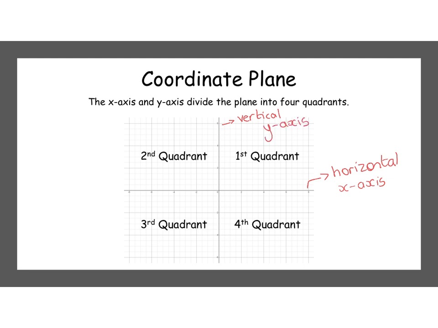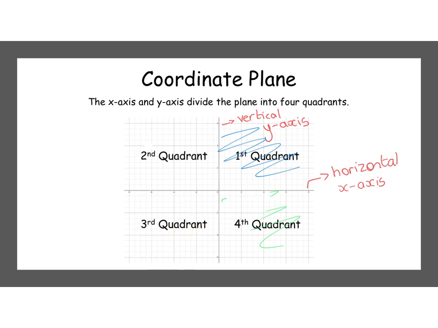What happens when we have these is it divides the page into four. So you can see that we have this section here, this section here, this section here, and this section here. So there are four sections to the page when we draw both the vertical y-axis and the horizontal x-axis.